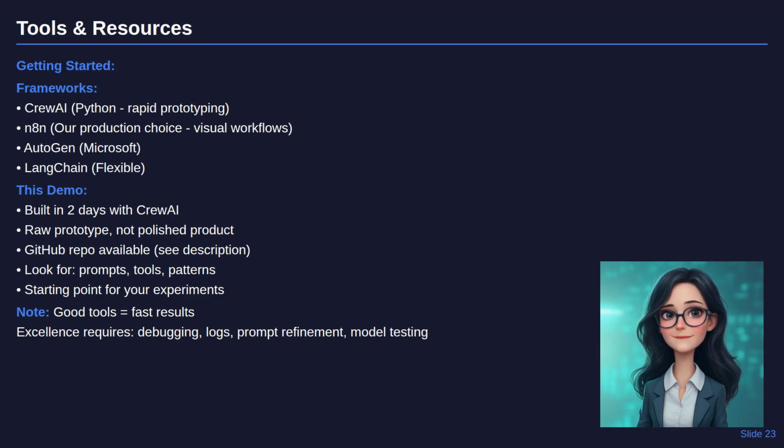The key lesson about tools is this: good tools get you fast results, but excellence requires iteration. Start with something like CrewAI to prototype quickly. Add comprehensive debugging and logging. Test different prompts. Try different models. We found huge differences between GPT-4, Claude, and DeepSeek for different agent roles. The tool is just the beginning. The real work is in refining the process.